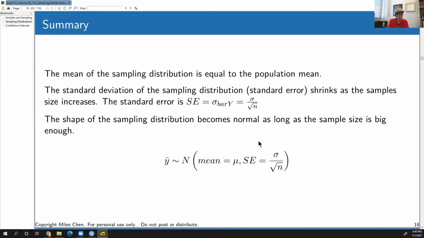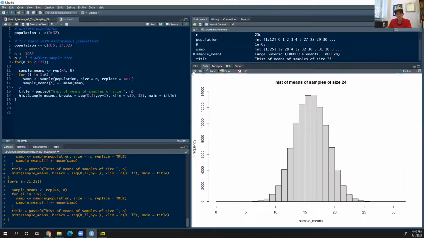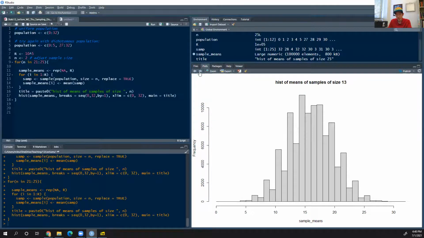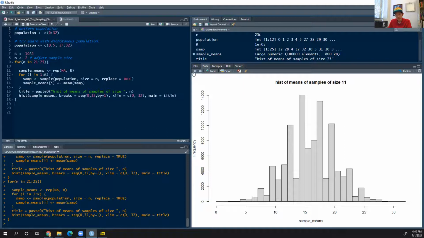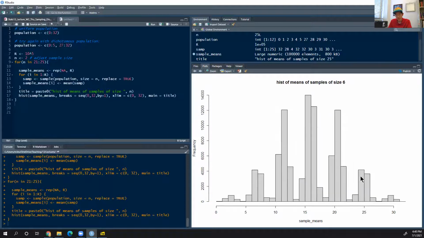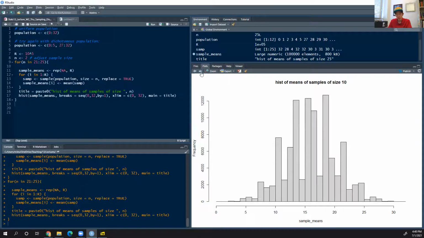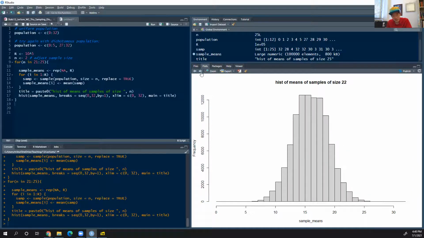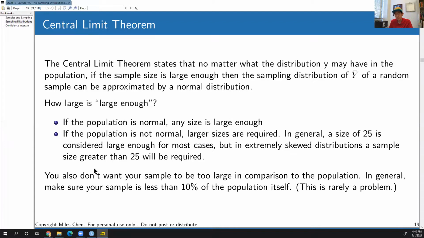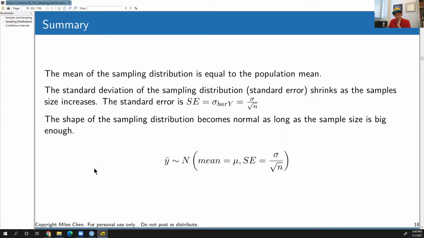And perhaps one of the most interesting things is that the shape of this sampling distribution eventually becomes normal despite the population having some crazy shape, right? It's not always normal. We would not say that this has a normal shape. This looks quite different from normal. But as the sample size increases, and 25 is the rule of thumb here, when your sample size gets big enough, a sample size of 25, we'll say it's probably going to look like a normal distribution.